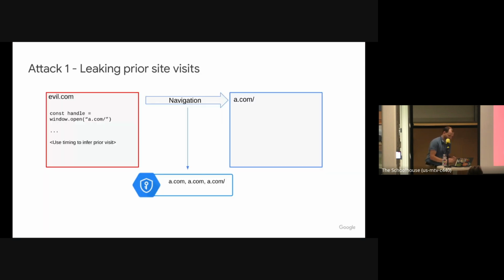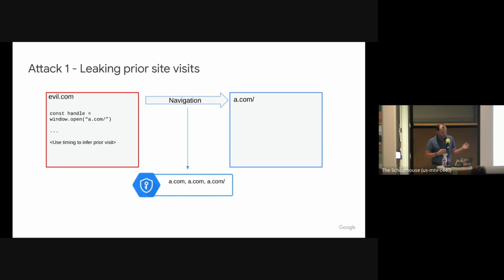All right, so I want to talk about the attacks that are possible today and what can be mitigated if we try to incorporate the initiator into the cache key. So this is one attack. Say we have a malicious page, evil.com, and it just does a window.open of a site that it wants to see if the user has visited. So here it does a navigation to a.com. We mentioned that for navigations, the cache key is computed just based on the URL. So this has a cache key of a.com, and then the URL.